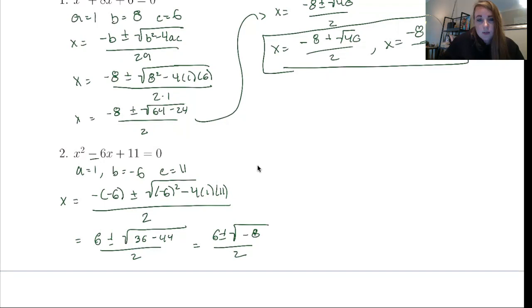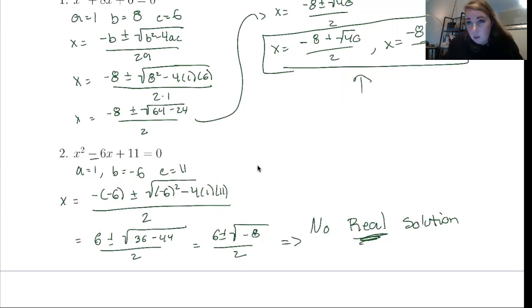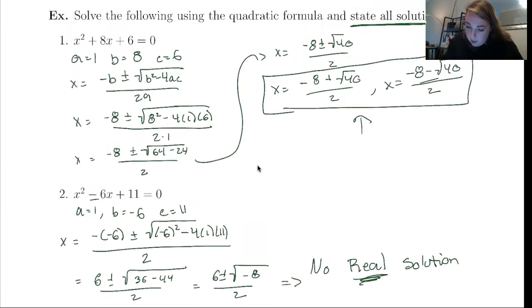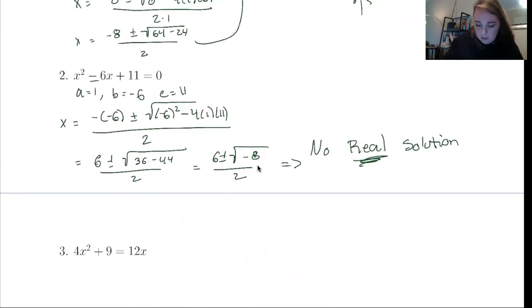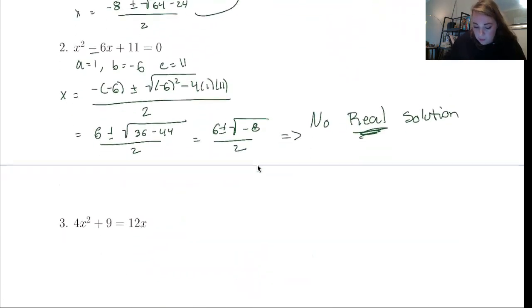That's not allowed. We don't deal with that. So we would just draw an arrow and say no real solution. That would be an imaginary solution. So in this case, I have no real solutions. There are solutions, but they're not real. So I saw 2 real solutions, then no real solutions. Okay. And this really should say state all real solutions. I really don't like when people give me imaginary solutions.